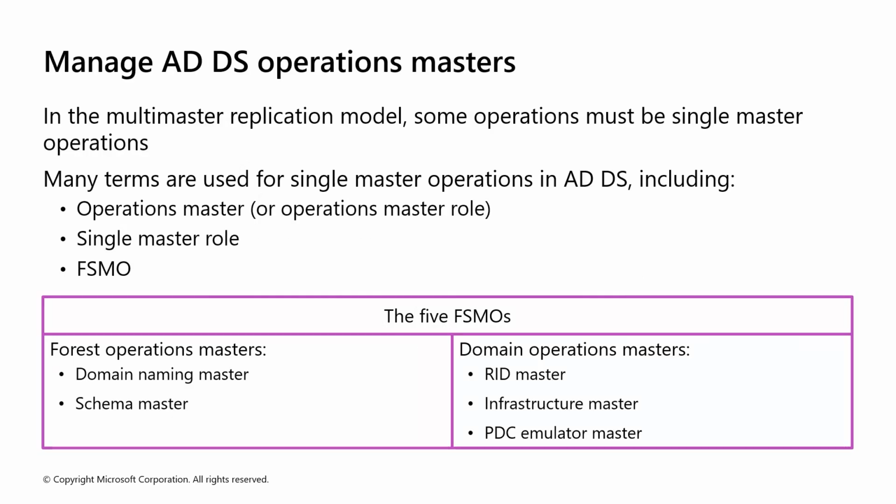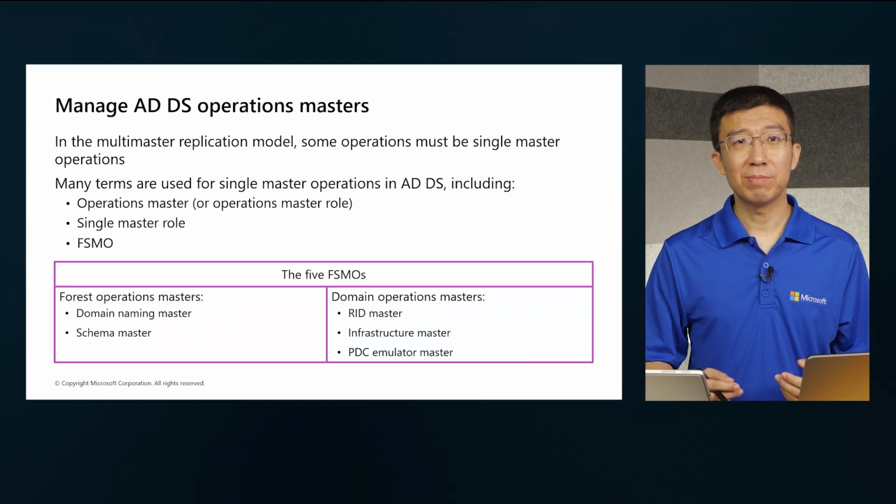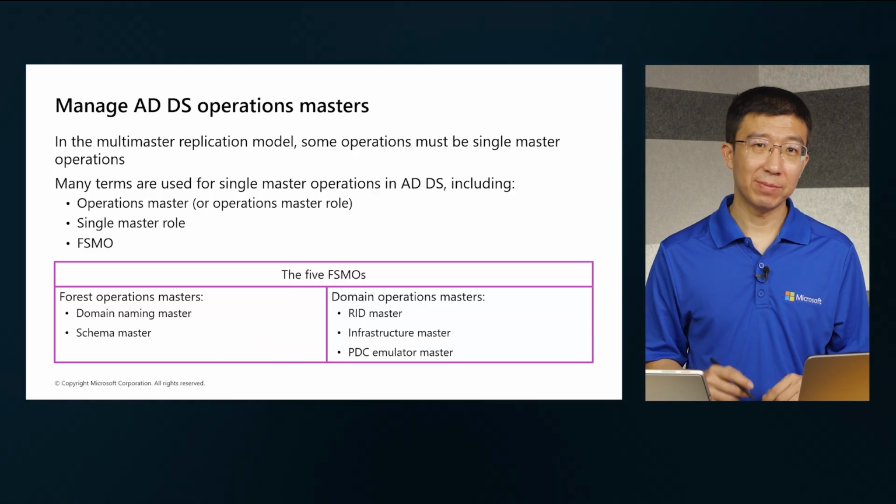Some operations in ADDS must be handled by a single master, known as FSMO roles. There are 5 FSMO roles, 2 at the forest level, domain naming master and schema master, and 3 at the domain level, RID master, infrastructure master, and PDC emulator. Understanding these roles is crucial for troubleshooting and maintenance.